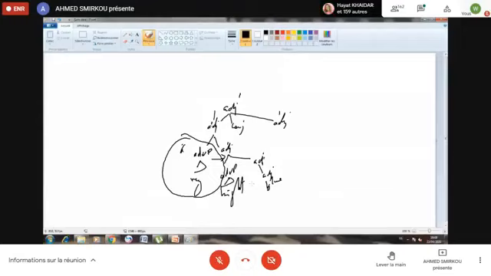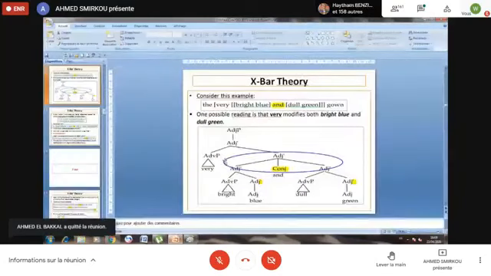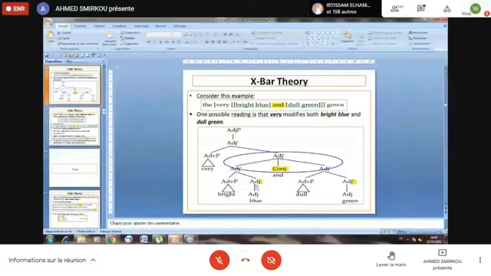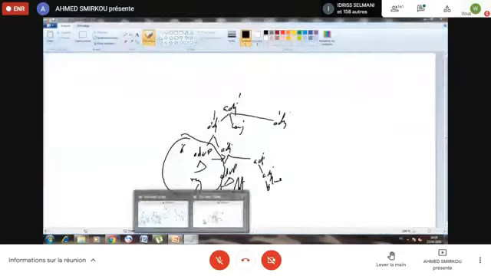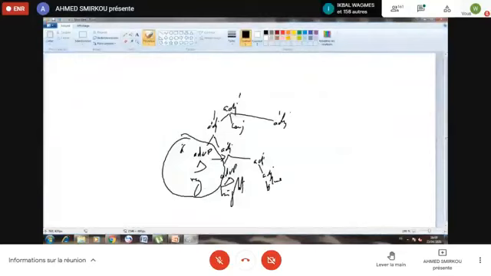We're not interested in ambiguity here. Look at the first reading. The adverb phrase is sister to this adjective bar that is the mother of all of them. This means that very modifies bright blue and dull green. But in the other reading, very modifies only bright blue. Yes?